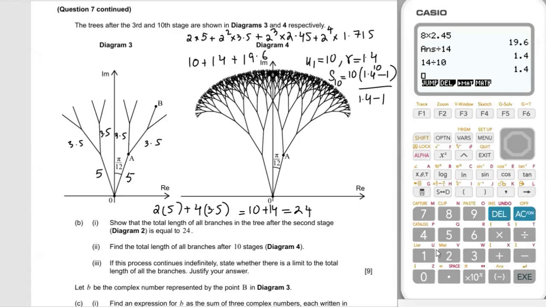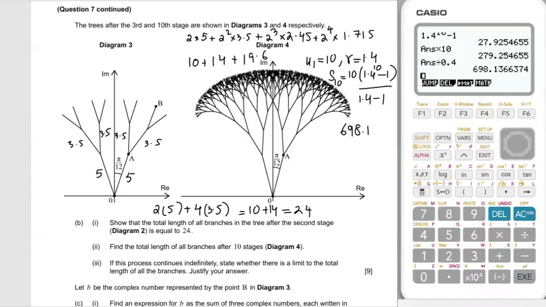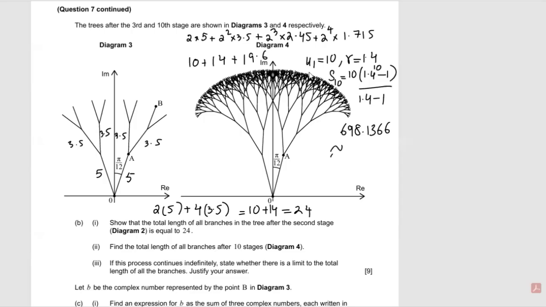So let's do 1.4 raised to power 10 minus 1, times 10, and I need to divide it by, that's going to be 0.4 in the denominator, right? So let's see. I'm getting 698.1366. So approximately you can say it's 698, right?